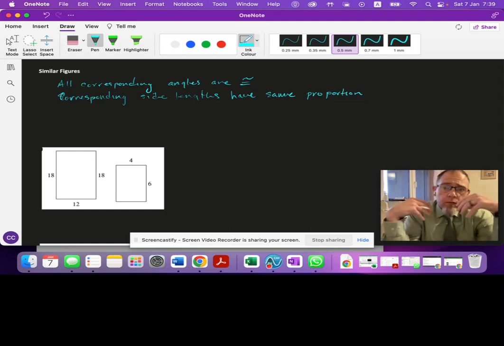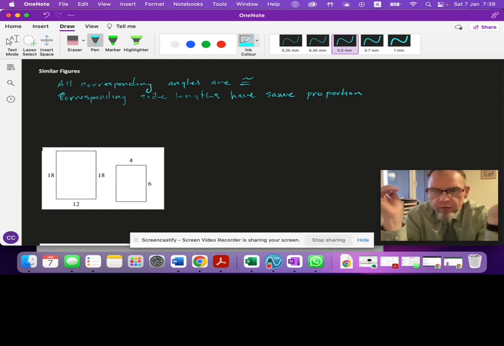So because of this, we can extend this to any polygon. We can actually extend this to three-dimensional shapes as well, polyhedron, and the like. So that's what we're going to do today.